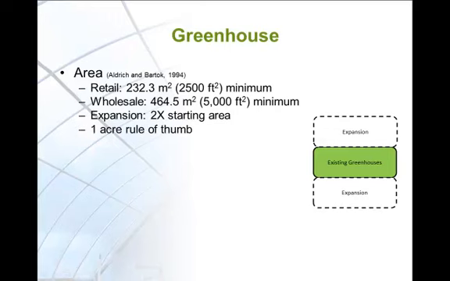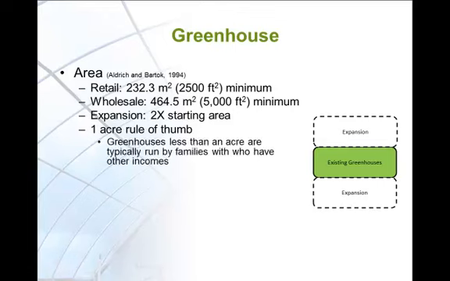When designing a greenhouse for a new business, it is important to determine if this is to be an income supplement or a full income. The 1 acre rule of thumb works well here. Greenhouses less than an acre are typically supplemental incomes for families. Greenhouses larger than 1 acre typically have professional employees and can be a full income by themselves. Please keep in mind that this is only a rule of thumb and does not work well with high-value crops where less space can make more money.